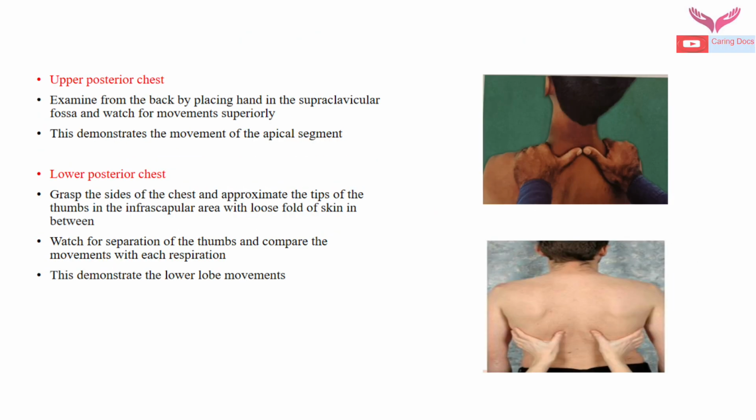For upper posterior chest, we examine from the back by placing the hands in the supraclavicular fossa and watch for movement superiorly. And this demonstrates the movement of the apical segments of the lung. The lower posterior chest, here we grasp the sides of the chest and approximate the tips of the thumbs in the infrascapular area with the loose fold of skin in between, and watch for separation of the thumbs and compare the movement with each respiration. This demonstrates the lower lobe movement.